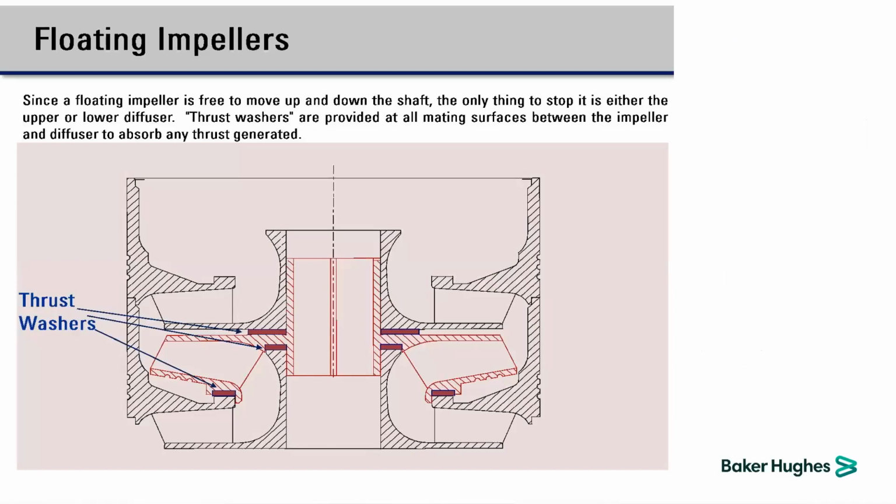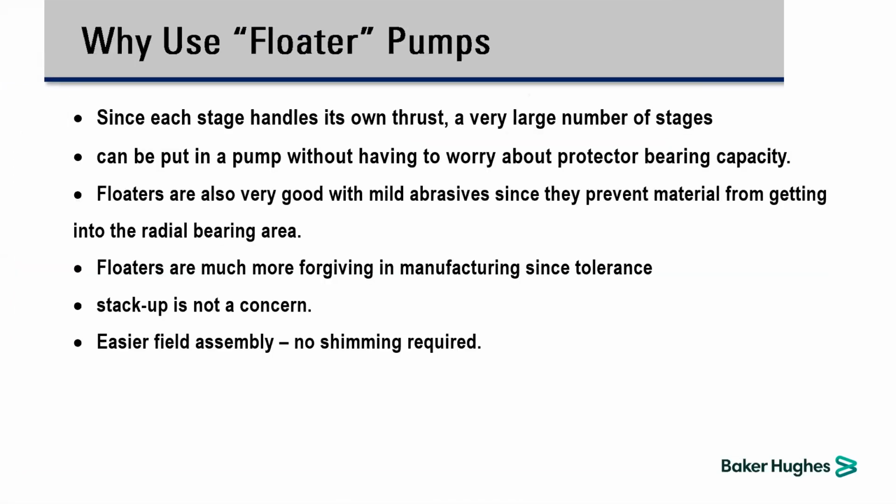As we spoke, since the impeller is free to move up and down, the only thing that stops the impeller is the washer that is already installed, as illustrated on that schematic. This is the thrust washer that's supporting the thrust for each impeller. Why do we have to use the floater pump? Since each stage handles its own thrust, a very large number of stages is possible. So that's normally in a piece of cake application, a simple application, without any need for compression.